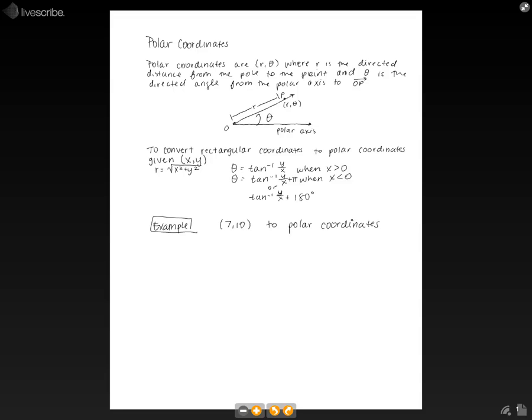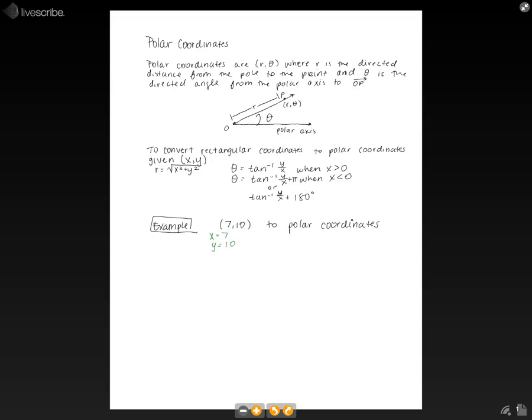So let's do an example. We're given the rectangular coordinates 7, 10, and we want to convert them to polar coordinates, so we want to convert them to r, theta. Let's first start by finding out what x and y are. If this is our ordered pair, we know that x is equal to 7 and y is equal to 10.